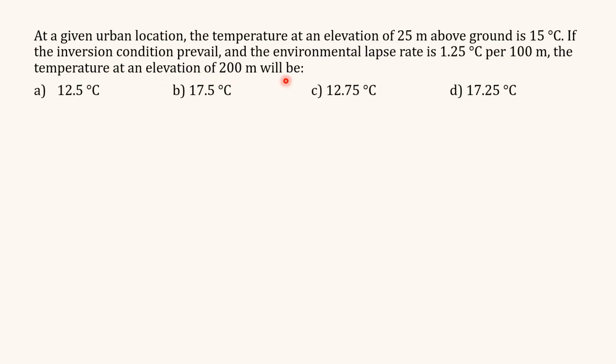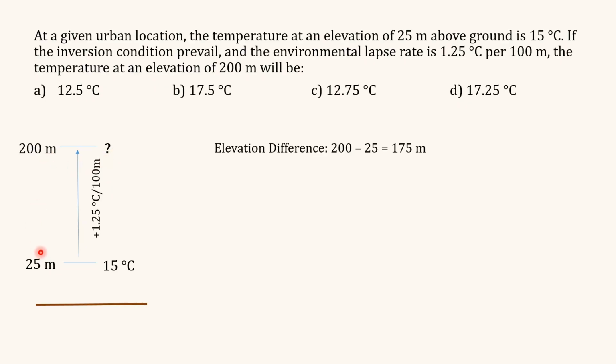So in this question, if we consider the brown line as the ground, at the height of 25 meter, the temperature is given as 15 degrees Celsius. As we move up in the atmosphere, there is an inversion condition, which means there is an increase of temperature by 1.25 degrees Celsius per 100 meter. Now at the height of 200 meter, the temperature is asked. So first we will calculate the elevation difference, that is 200 minus 25. This is a total of 175 meter.